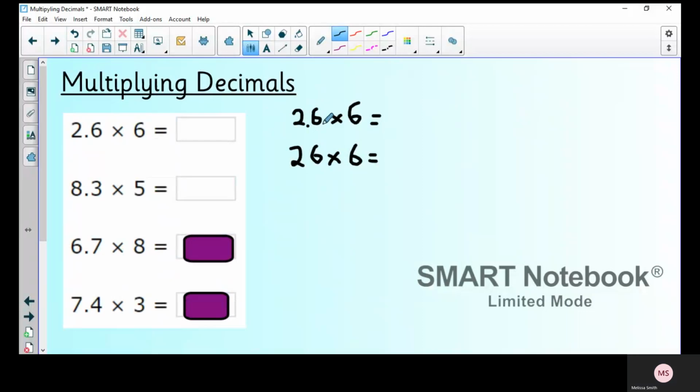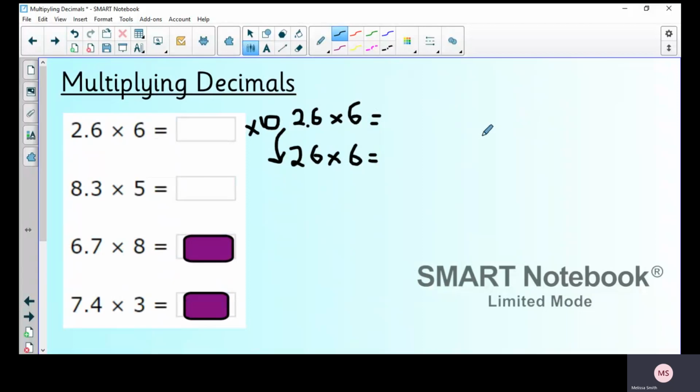So here, 2.6 times 6. I'm dealing with bigger numbers now, so I'm not going to write them out visually. I'm going to turn my decimal into a whole number, and you can see that I have already done that here. What did I do to 2.6 to get to 26? I times it by 10. Now I've got 26 times 6.